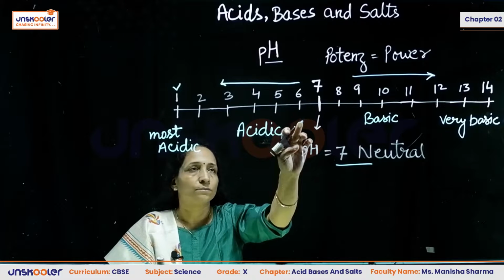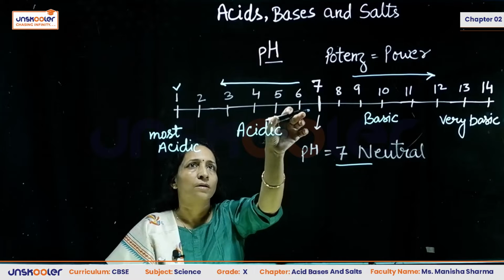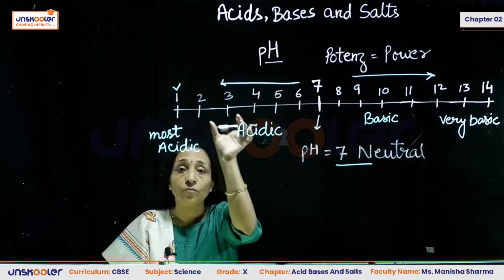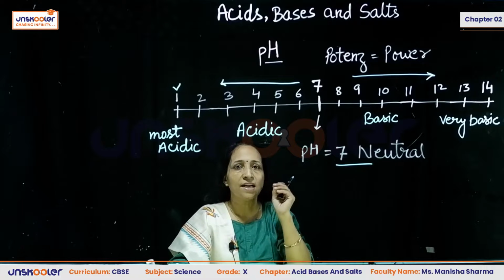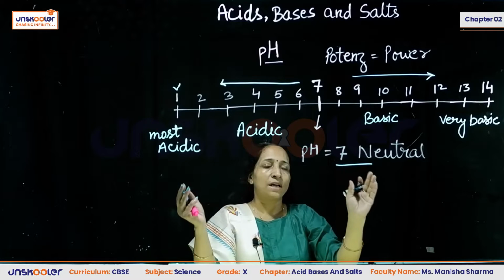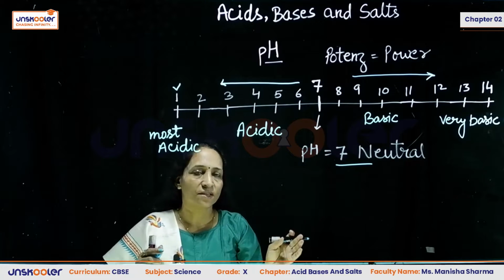And as we move to the left hand side of the scale, that is below 7, the acidic character starts. So 6, 5, acidic, not very strong. Then these are mild, medium strength. And then 1 and 2 mean most or very acidic substances. So this is how we use the pH scale for measuring the pH of various substances.